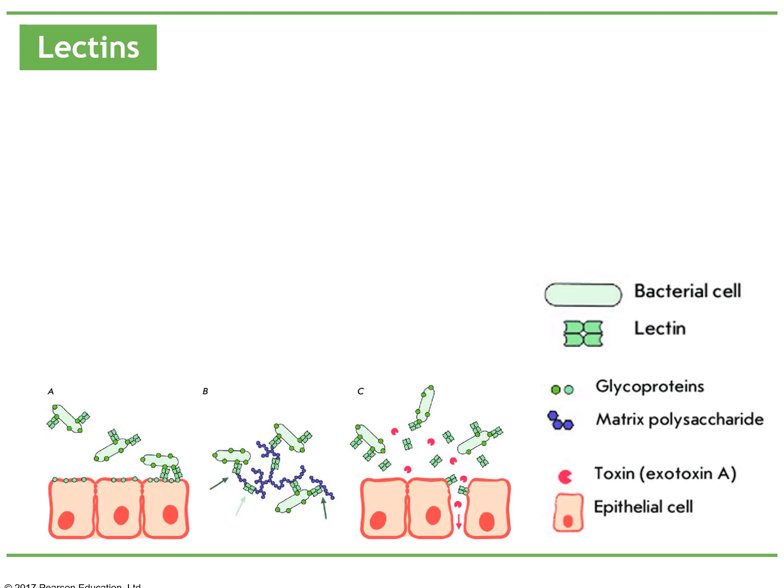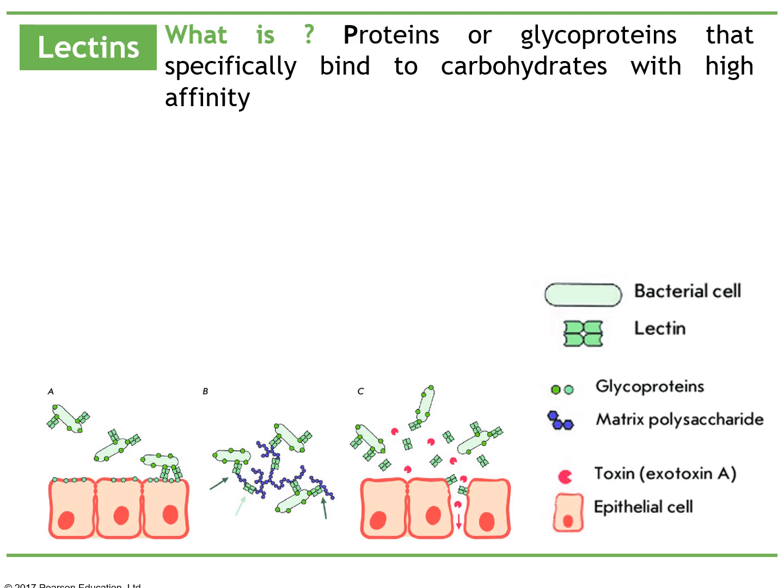And in this case, what they're doing is attaching to those carbohydrates to disassemble the attachment of the cell and attack a cell. So here we see a bacteria that is attacking using the lectins. Lectin can be found in bacteria, in plants, and in animals, and they are used in different ways. Here I gave you an example, but the idea is that a lectin is a protein or a glycoprotein that especially binds to carbohydrates with high affinity.